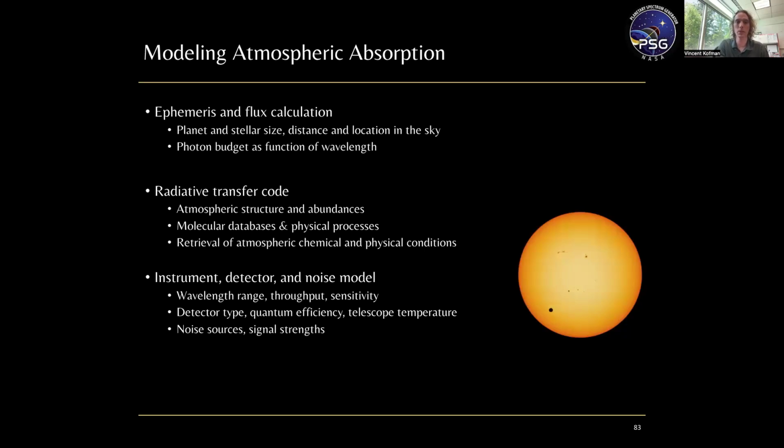And then what this code essentially does is it makes a photon budget as a function of wavelength. And that's where all the other steps come in. So you have a radiative transfer code, which incorporates the atmosphere. There's a whole bunch of atmospheric databases that are being used. So we use the HITRAN database. We recently incorporated ExoMol for the more exotic species and the more relevant species for hotter atmospheres.